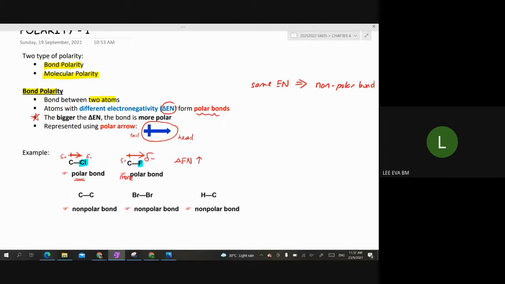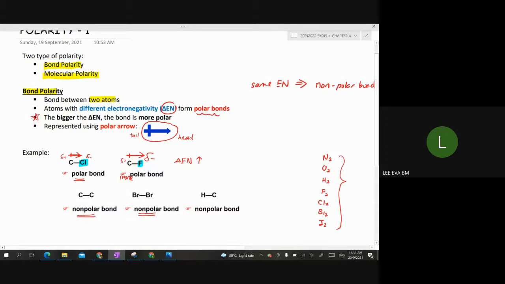Okay, so you look at the bottom one, C-C bond, carbon-carbon bond. So carbon-carbon atom yang sama, obviously no difference in EN. So dia adalah non-polar bond. Same to bromine, Br2, non-polar as well. So whenever you see something like this, N2, O2, H2, what else we have? F2, Cl2, Br2, I2. Okay, semua ini kalau dia antara dua atom yang sama, dia adalah non-polar. So over here, are all non-polar bond.